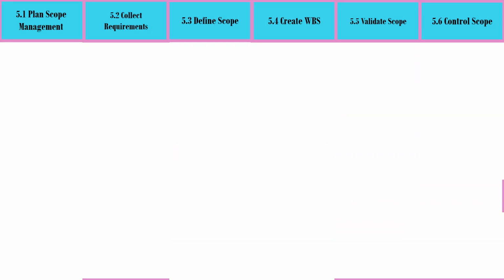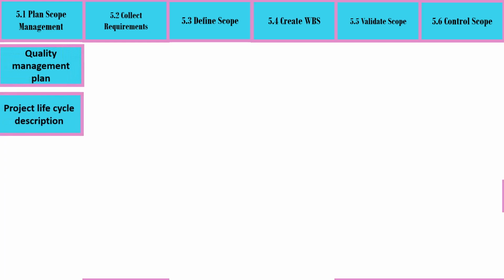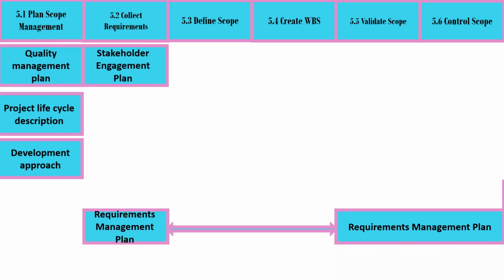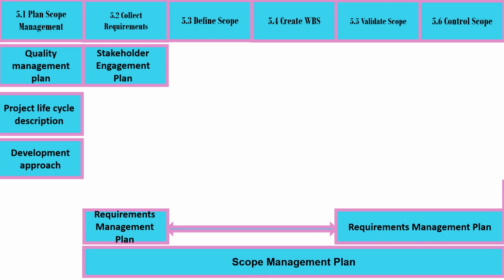Plan scope management has the following inputs: quality management plan, project lifecycle description, and development approach. Collect requirements has stakeholder engagement plan, requirements management plan, which is shared with both validate scope and control scope, and scope management plan, which is shared with all processes except plan scope management.